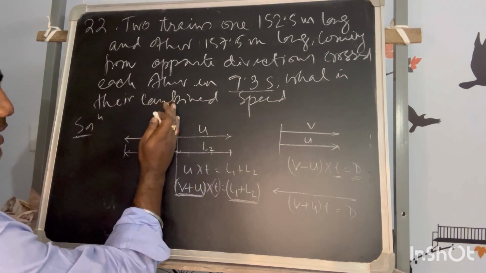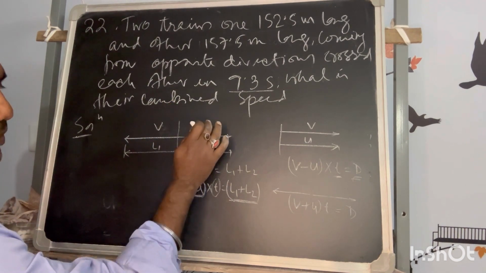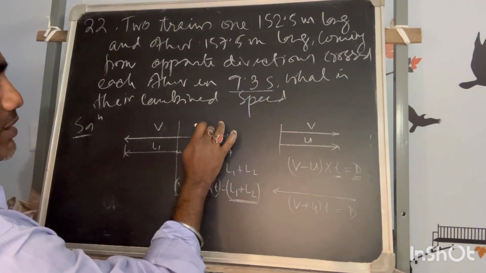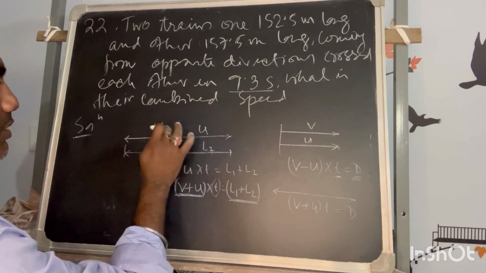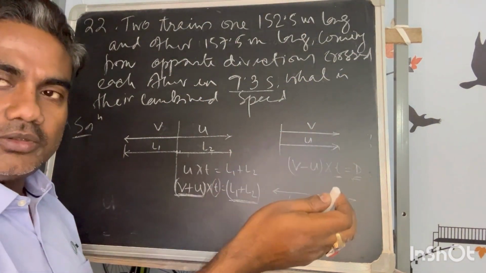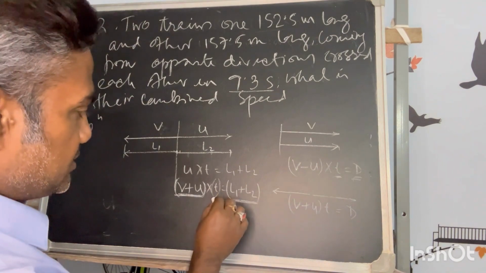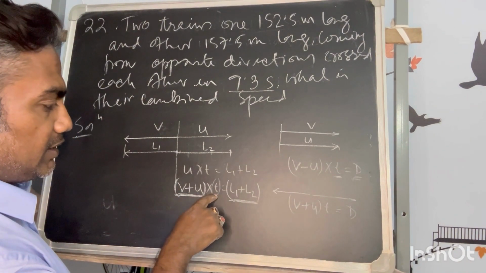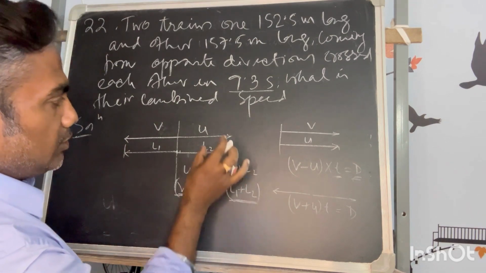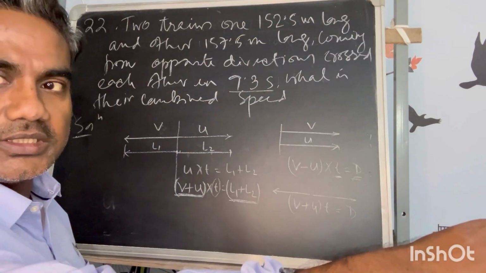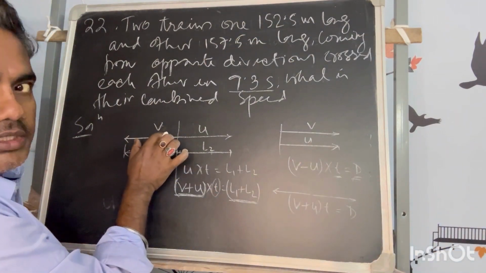Otherwise, if one is standing by, only one will contribute, and the time taken by the train which is moving alone will be more, because this time cannot be the same as when v plus u are added. The time to cross L1 plus L2 cannot be the same, because it will take more time to cross the other train if the other train is not contributing.